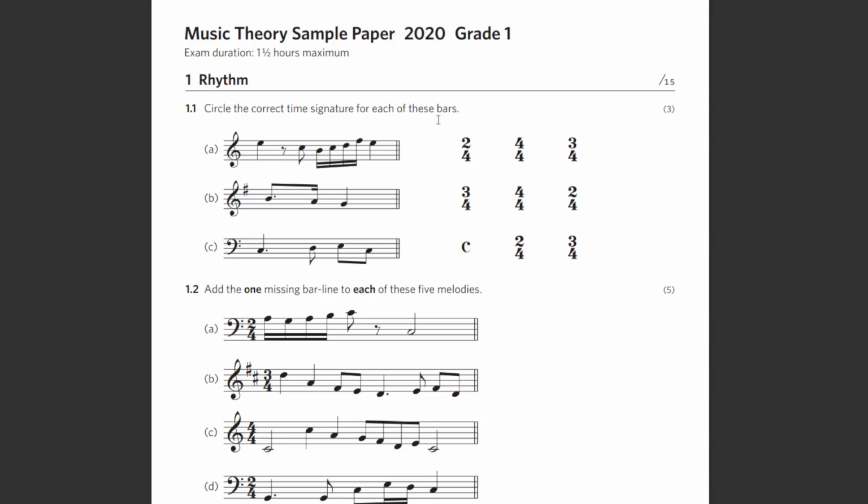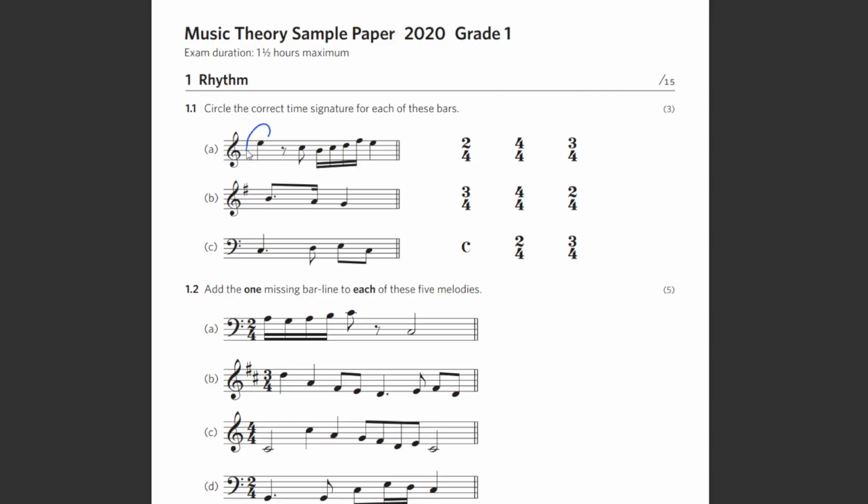Okay, so for Grade 1, basically the time signatures that are tested are 2/4, 3/4, and 4/4 time. So you'll count the notes in terms of crotchet beats. Find out how many crotchet beats there are in one bar, and from there you'll be able to determine the time signature. Alright, okay, so let's do it.